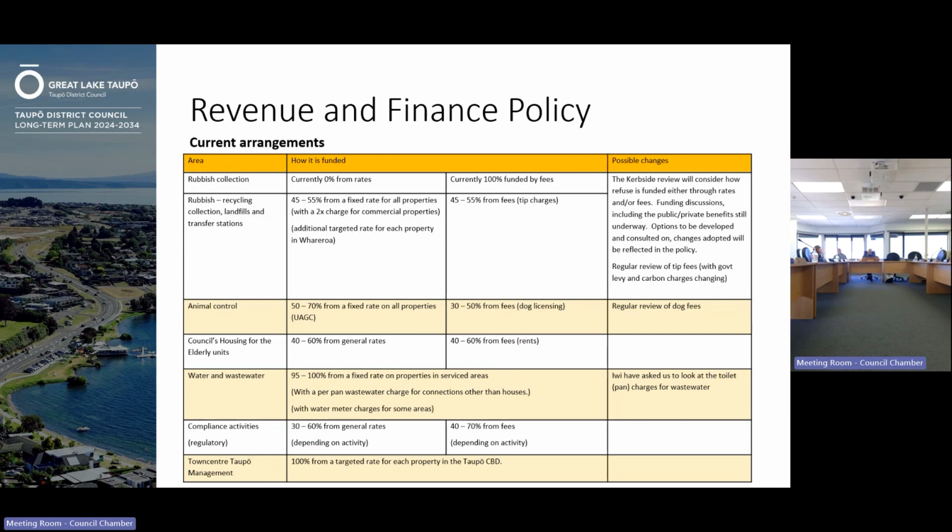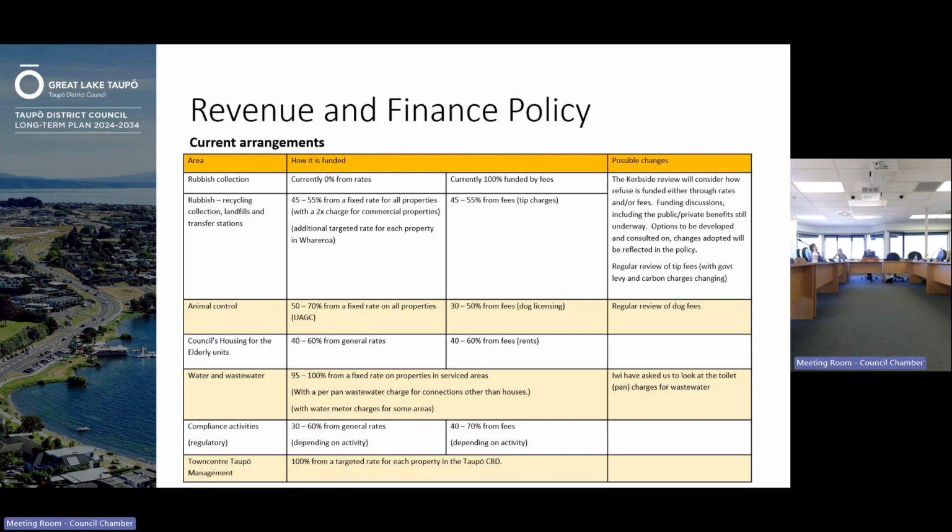So activity by activity, it's a bit hard to see there. The first one is rubbish. Obviously that's going to change because we might completely change our services. Our costs will change completely no matter what we do. It's currently 100% funded through fees, through the charge on bags. With the recycling and the bins, they're funded about 50% through tip fees, and the rest through general rates. No, they're targeted rates. They're targeted because everyone pays a fixed charge, but commercial pays more.